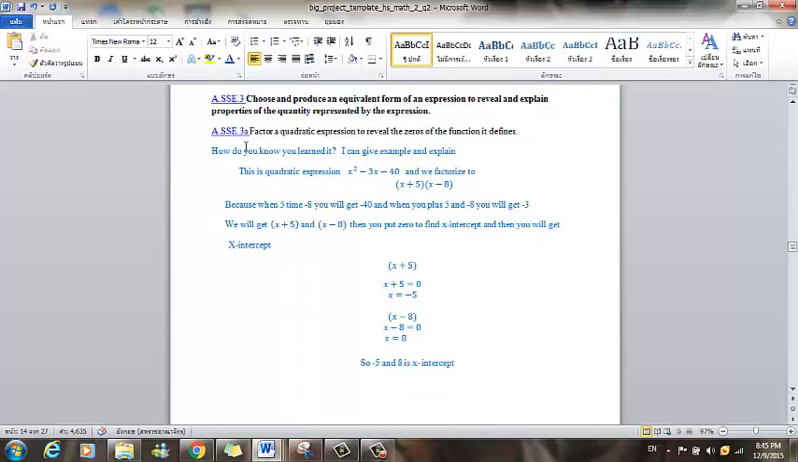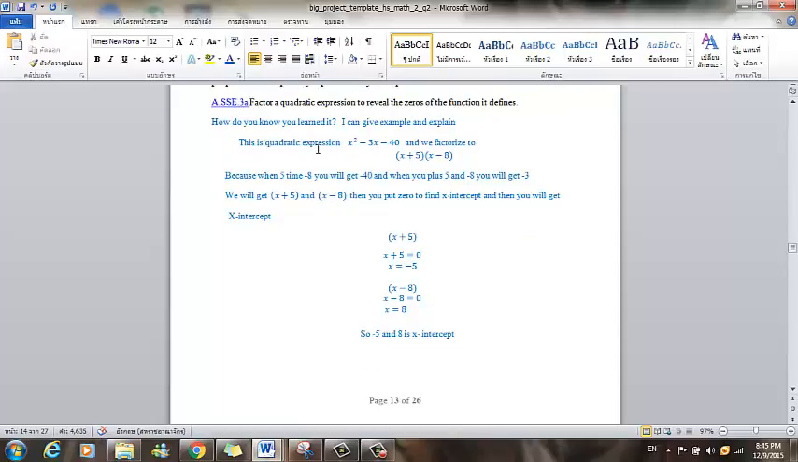For 3A, this is the quadratic expression x squared minus 3x minus 40, and we factorize it like this, because 5 times minus 8 gives minus 40, and 5 plus minus 8 gives minus 3. So we get x plus 5 and x minus 8.